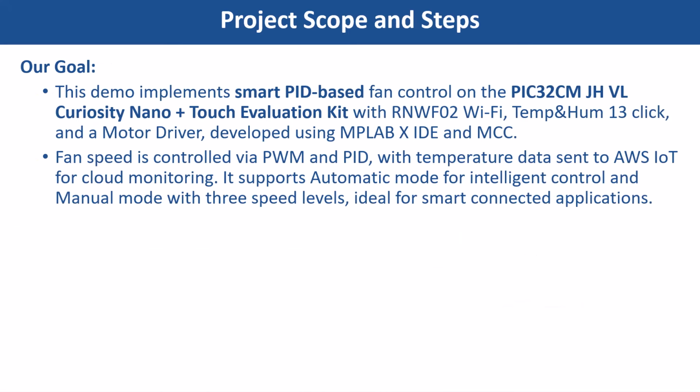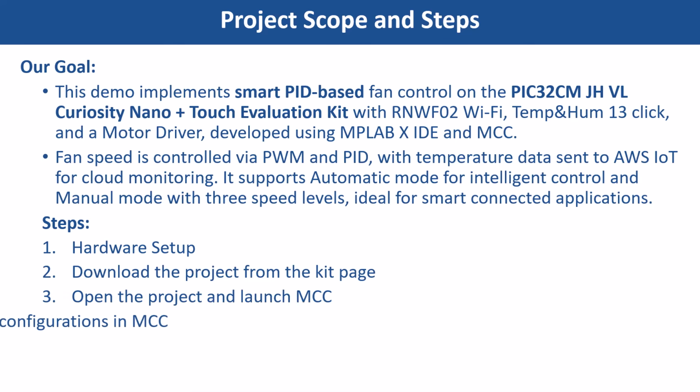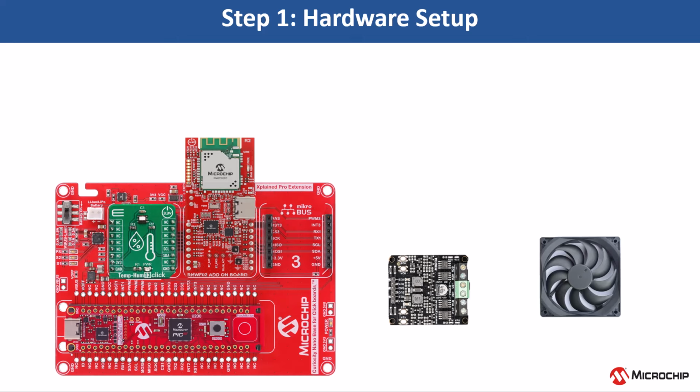To achieve this, we will set up the hardware, download the project from the kit page, open the project and launch the MCC, check the peripheral configurations in the MCC, then compile the project and see the output. Now let us set up the hardware.